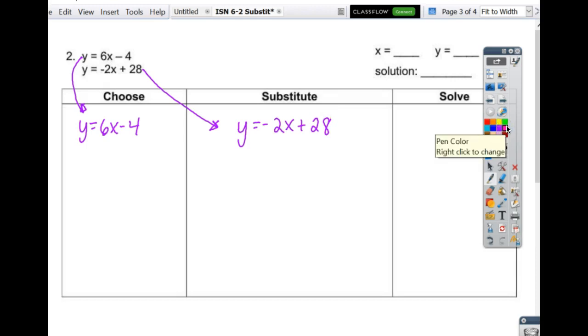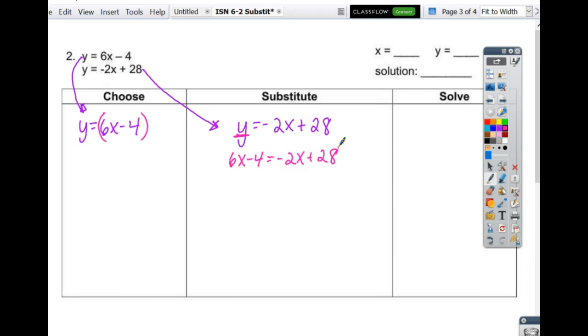So just like the last one, I'm going to put parentheses around what's after the variable that's by itself. And so this is my y variable. So over here where I see y, I'm going to put what's in parentheses for the y. I'm going to substitute that in. So I'm going to take this and put it here. So I'm going to have 6x minus 4 equals negative 2x plus 28. And I'm going to put my variables on one side.